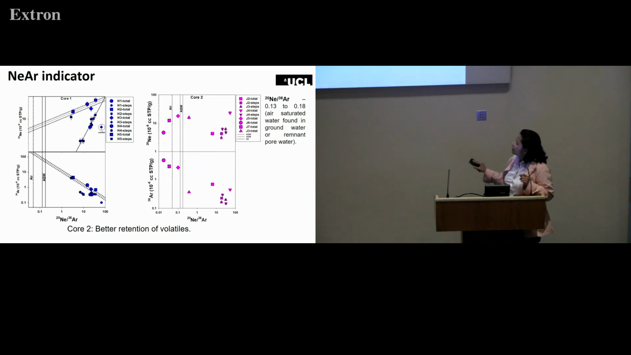And in comparison to core 1, if you look at core 2, some of the samples do sit near the expected trend. So core 2 is better in terms of retention as compared to core 1. Core 3 we ruled out right at the beginning. And if we compare core 1 and core 2, core 2 stands at a better position.